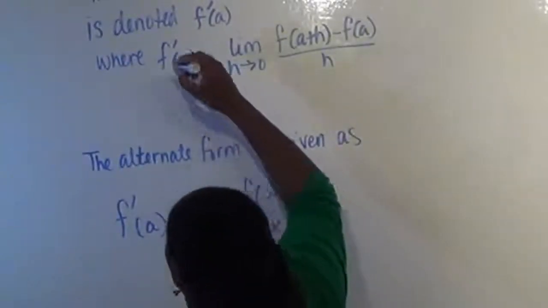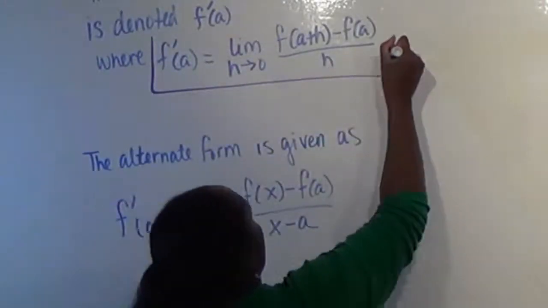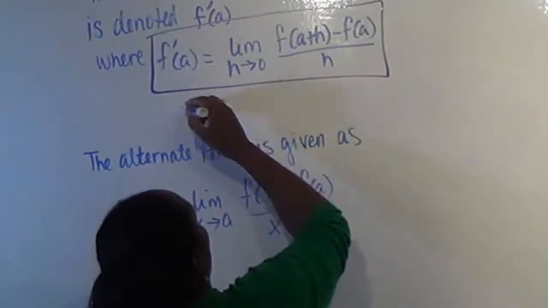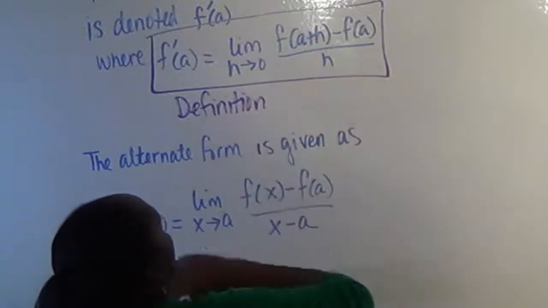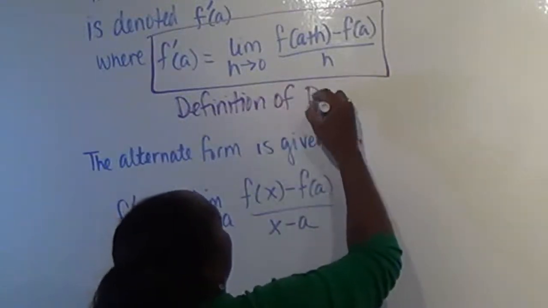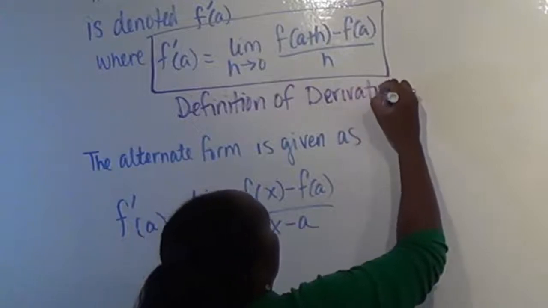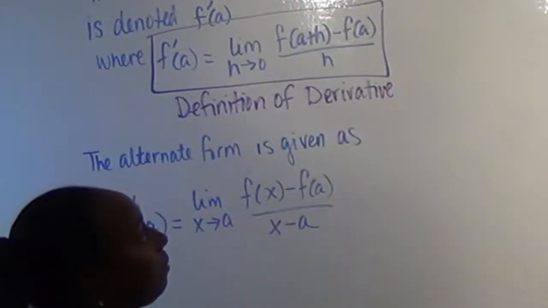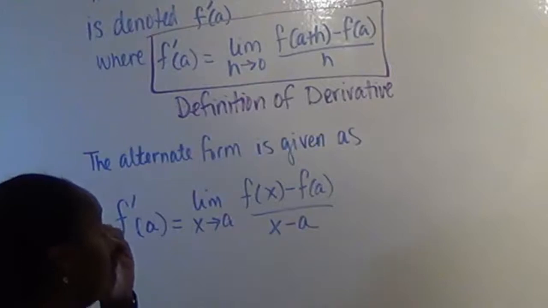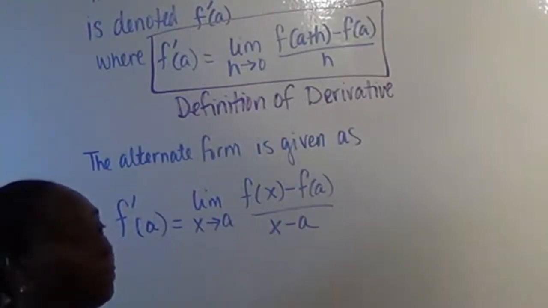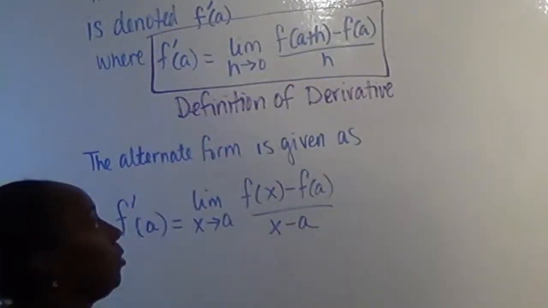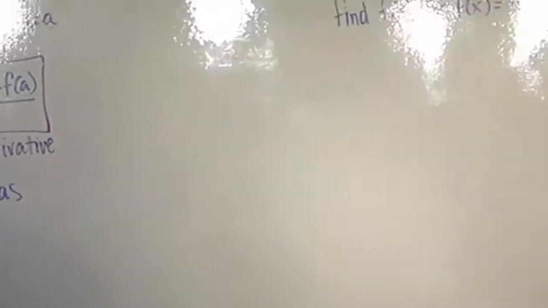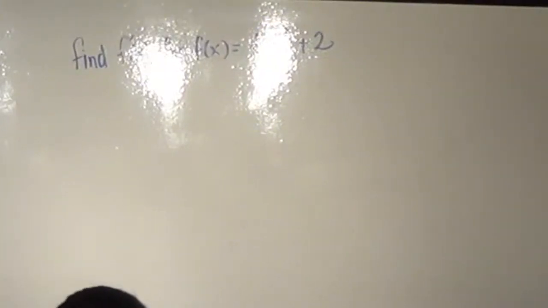Here, this form is what we call our definition of the derivative. And this is what you're going to want to know, because in some cases you are going to be asked to find the derivative using the definition. And so we'll look at an example of that here in just a second. And in some cases you're going to be asked for the alternate form. And again, you'll get the same answers either way you do it, but it just depends on the method you're using.